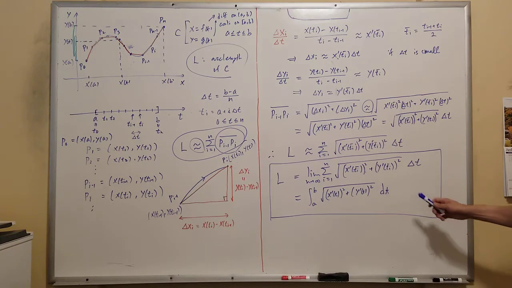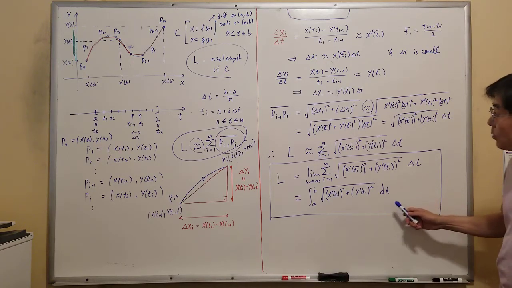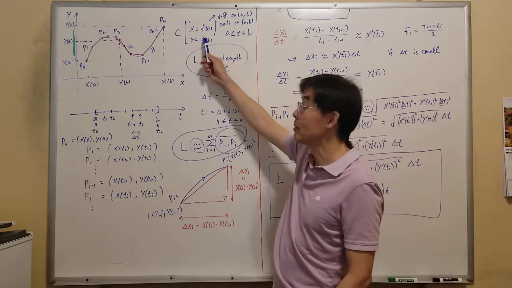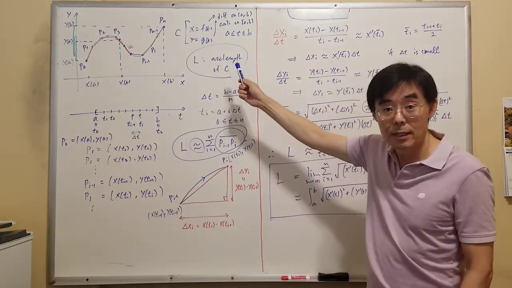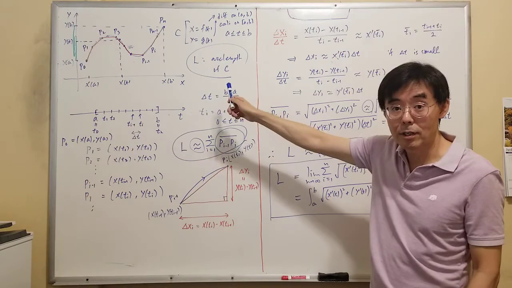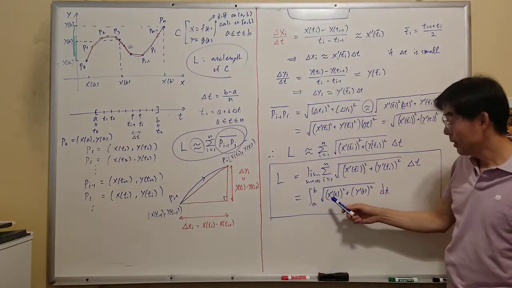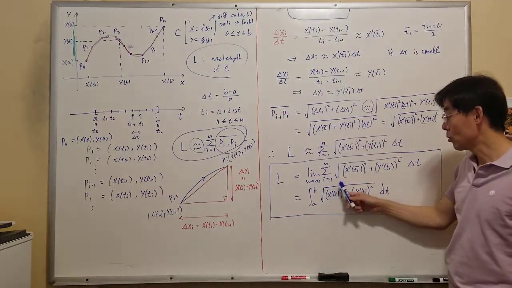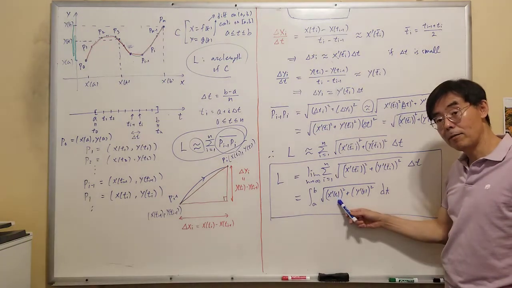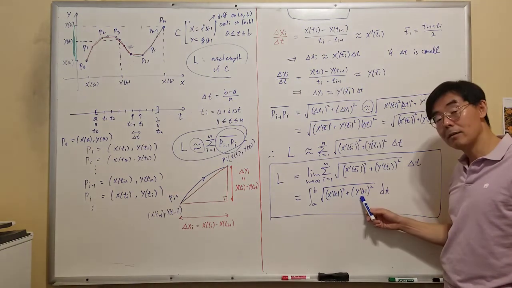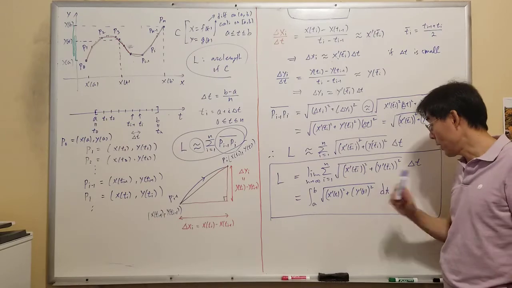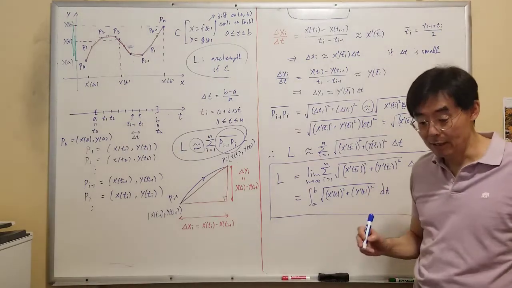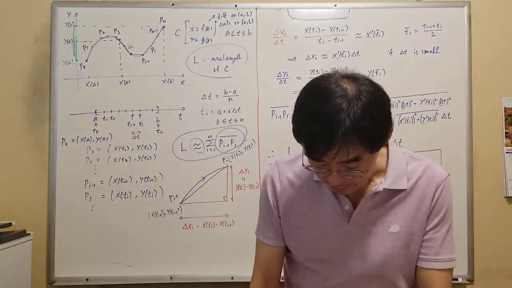Okay, so this is the formula. When you have a parametric equation, the arc length of the curve will be given by the definite integral of this function, the square root of the x component function's derivative squared plus the y component function's derivative squared, from a to b. Okay? All right.